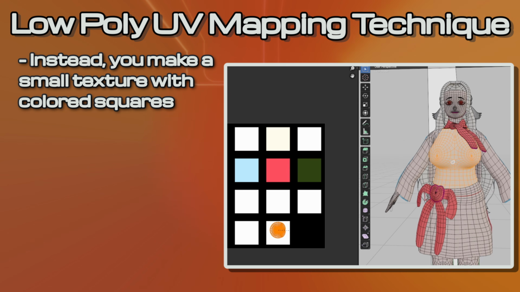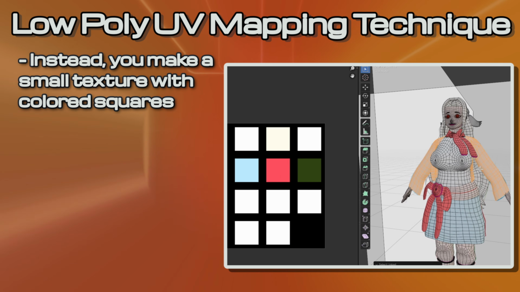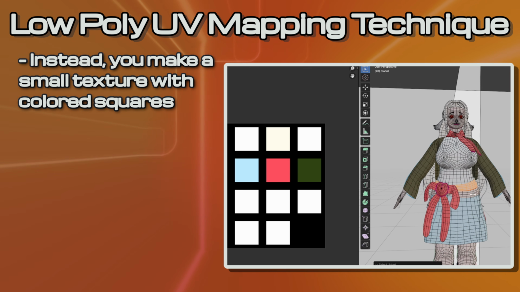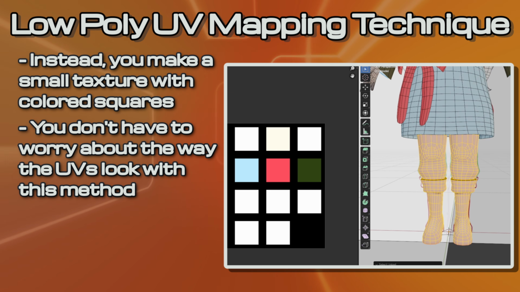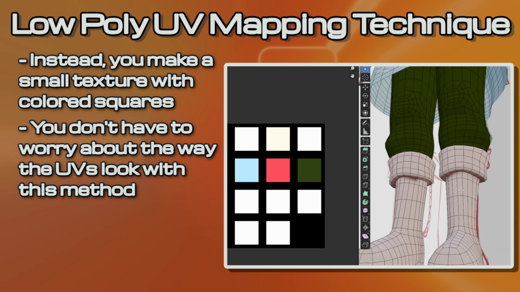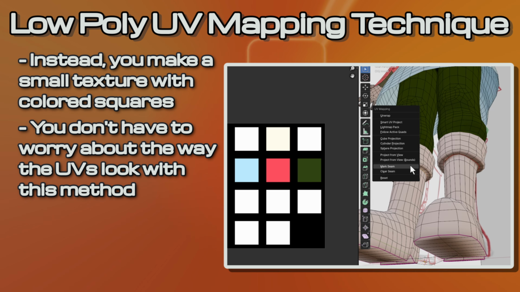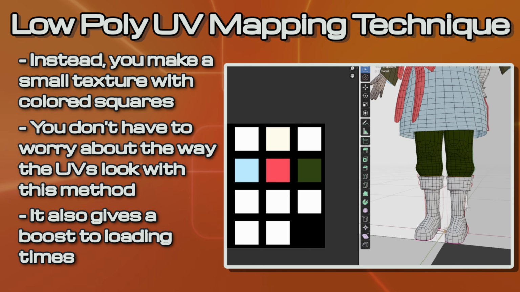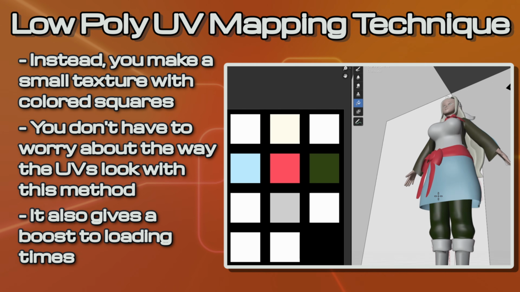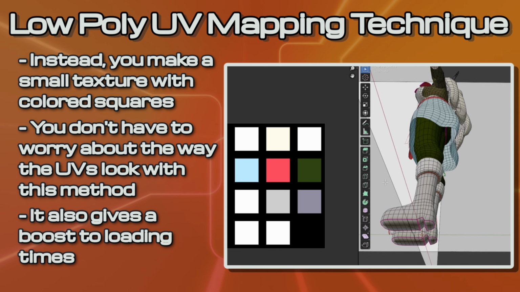Instead of making intricate UV maps, you can make a small texture with colored squares, then you dump your UVs into the color that you want. Not only does this save time and make redoing UVs incredibly easy, it also allows a really small texture to be used, sometimes even going as small as 16 by 16 pixels. Large textures are amongst some of the biggest culprits to long loading times in games, so cutting this down to a fraction of the size will make the game feel nice and snappy.